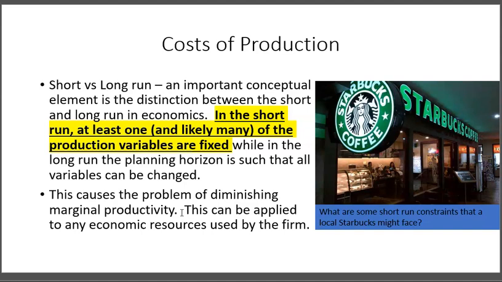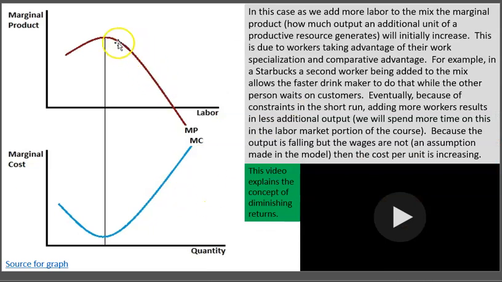Okay, so for example, in the Starbucks scenario, if we add more and more labor, each additional worker is going to produce less than the previous one. And this top chart would show that. So your marginal product will initially increase, meaning as you add in additional workers, you get some marginal gains.